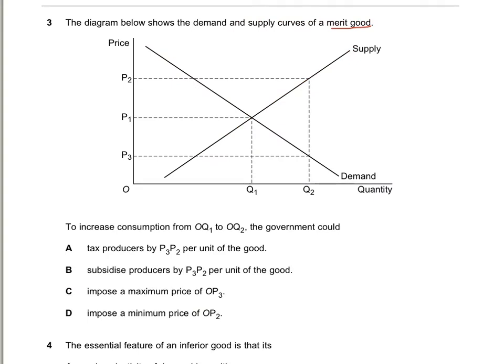Question 3 is the first application of demand and supply. I've highlighted the fact that this is about a merit good. So remember, merit goods, governments would generally want to try and increase consumption because of the desirable properties of merit goods. So the question here is about which is the correct policy.